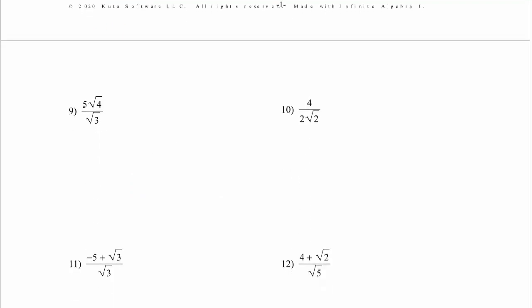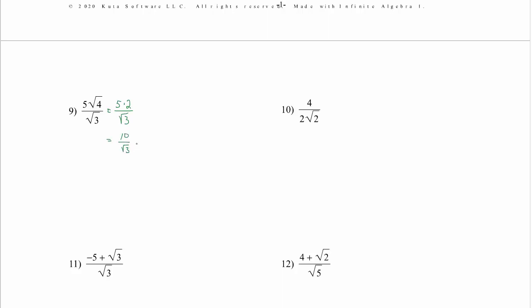Uh-oh, do we have numbers on the outside? Does that change anything? No, it doesn't. So what we can do is we can do 5 times, what's the square root of 4? It's 2. Over the square root of 3. That becomes 10 over the square root of 3.